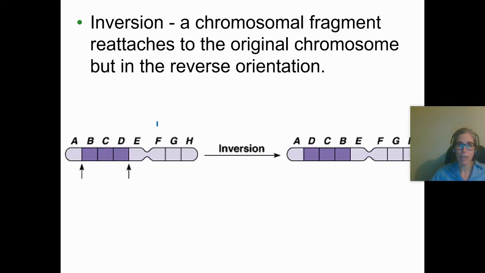Inversion is when it's upside down. So A, B, C, D, E, and instead it goes A, D, C, B. So this one is backwards, sort of taken up and like twisted upside down. You would think this would be no big deal because you've got all the same genes on the same chromosome, but it actually is a really big deal because the DNA is not regulated the way it normally would be. So this is a problem.